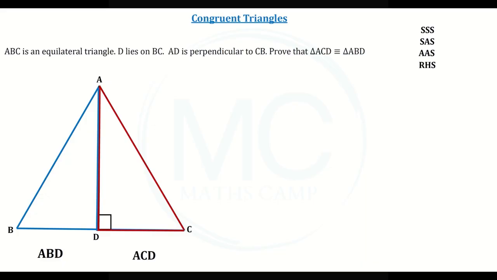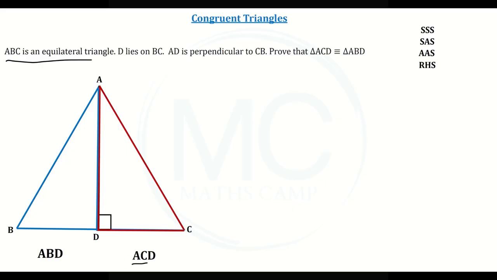Now we can consider our triangle, make our statements, and give our reasons. When considering two triangles, it is always a good idea to start with the information we've been given. Now, the question tells us that ABC is an equilateral triangle. We know from our work with triangles that an equilateral triangle has 3 equal sides. So in this case, AB is equal to BC, which is equal to AC.